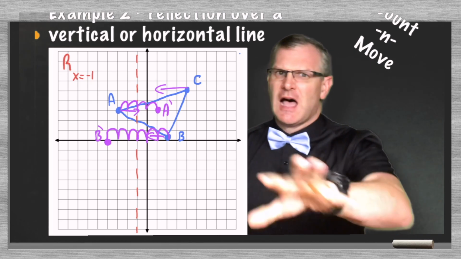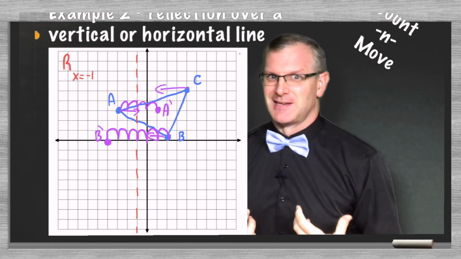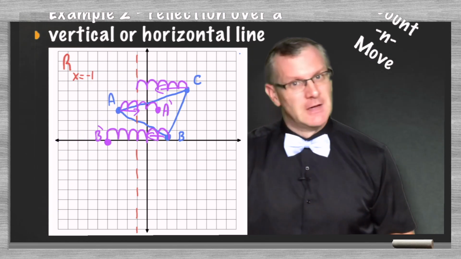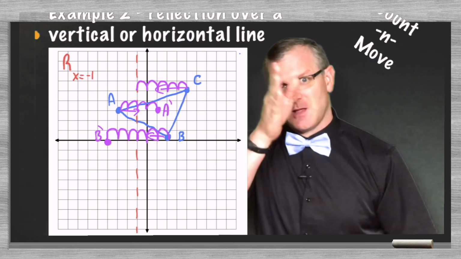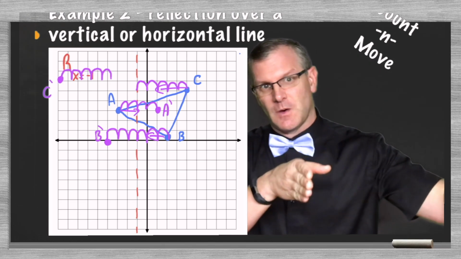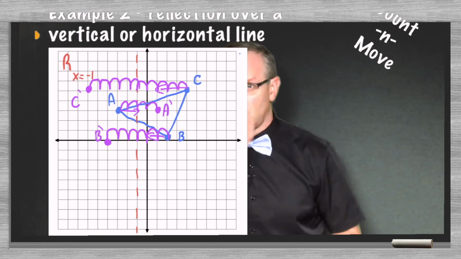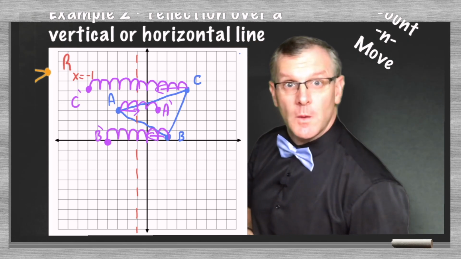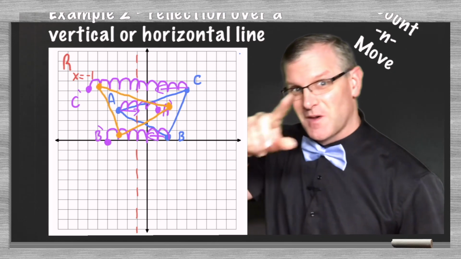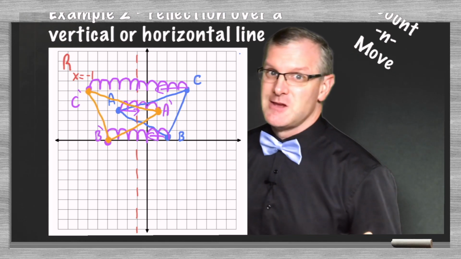Same thing with C. I'll spare you any more dancing. Just count and move. 5 points to the line of reflection. From the line of reflection to our new C prime, another 5 units. Go ahead and plot in your new points. Draw the lines to connect, and you're set.